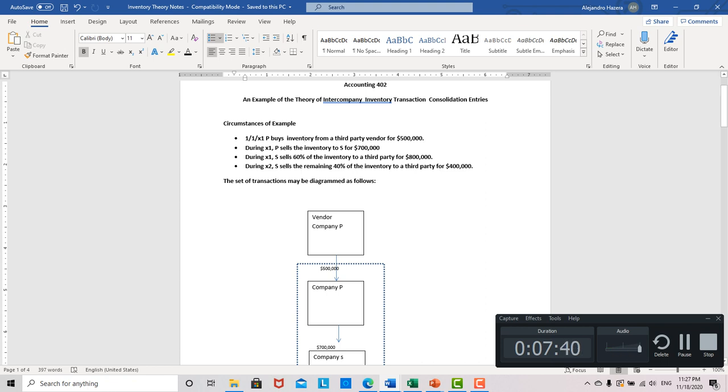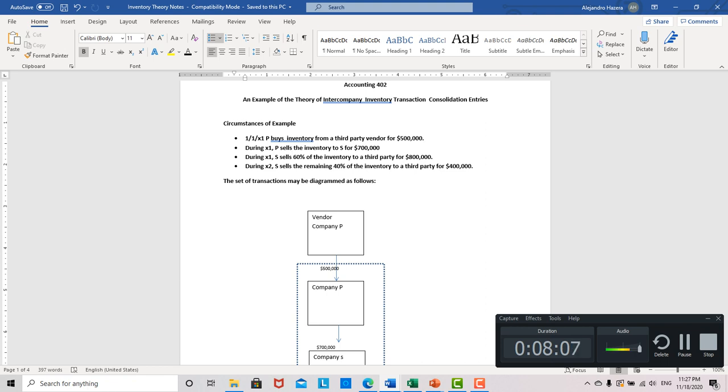Okay, back to the example. On 1-1-X1, P buys inventory from a third-party vendor for $500,000. And now here comes the intercompany transaction. This is the one and only intercompany transaction. During X1, P sells the inventory to S for $700,000. That's the intercompany transaction, and it's the effects of that transaction that have to be eliminated.